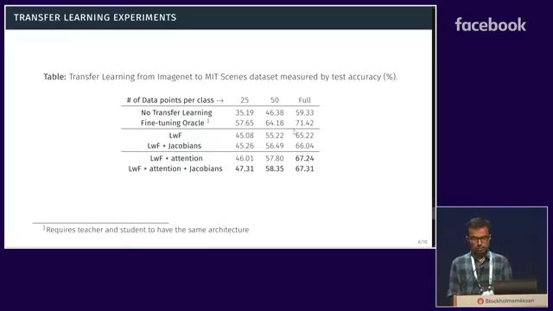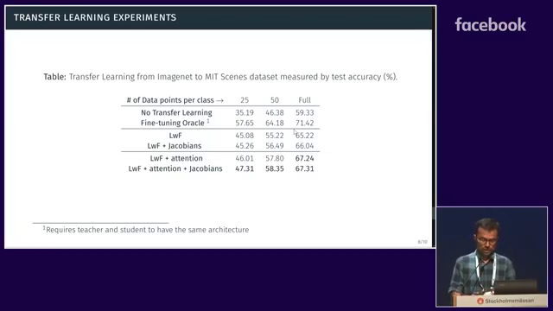Coming to the transfer learning results, we see that LWF with Jacobians actually performs better than LWF, and also when we consider a variant of LWF with attention. But what we observe is that we are not able to be better than a fine-tuning oracle, which has a constraint that the teacher and the student have the same architecture.